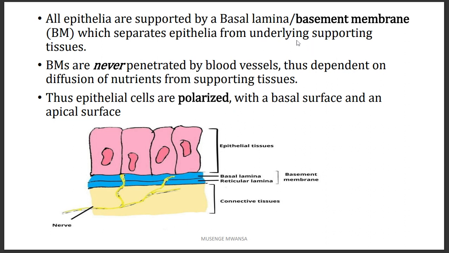Now, when you are using a light microscope, you are going to see the basement membrane as only one thing. But when you use an electron microscope, you are going to see the basement membrane divided into the basal lamina and the reticular lamina. So these two make up the basement membrane. And then below the basement membrane, you have got the connective tissue. In this case, this connective tissue is called the lamina propria.